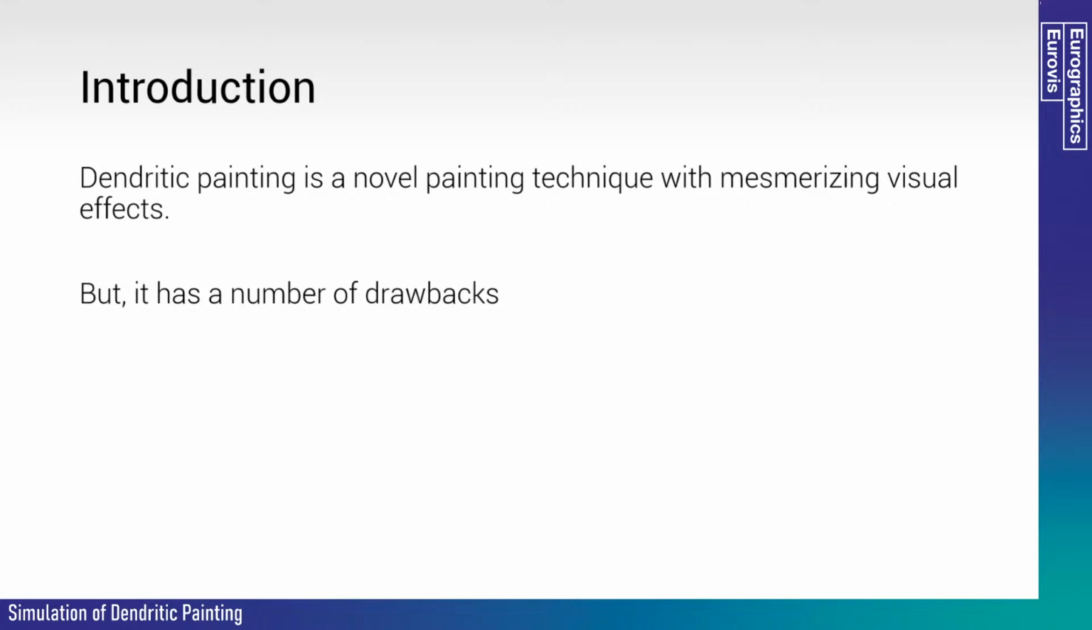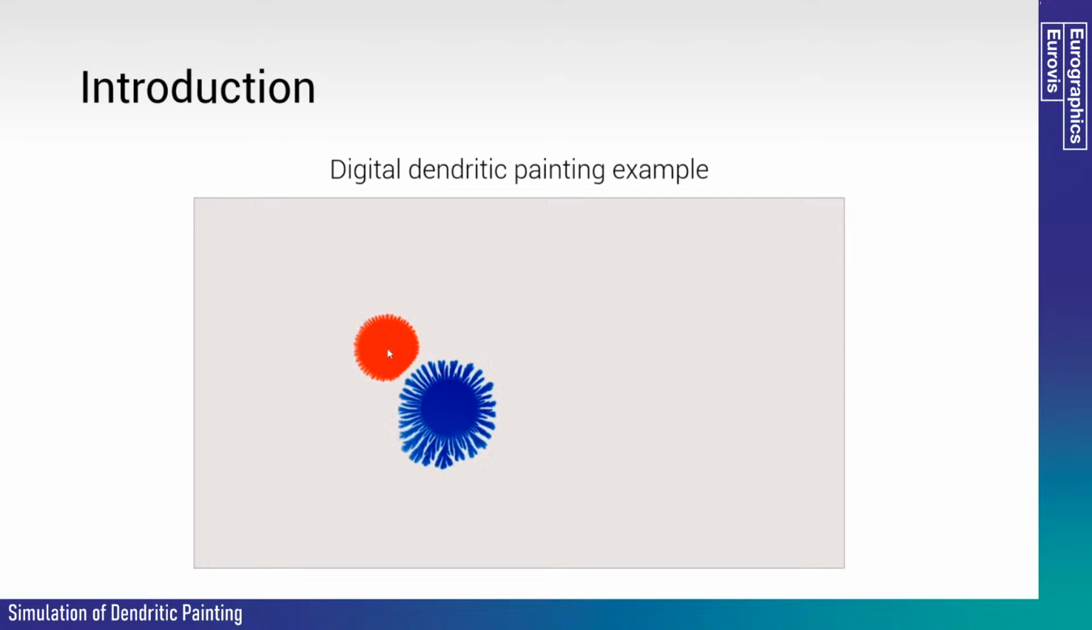In theory, it looks simple, just a few drops of ink mixed with the solvent and we obtain rich and colorful patterns. But there are some drawbacks that we have to take into account. First, dendritic painting is hard to master due to the fact that finding the desired proportions of ink, solvent, and base medium is quite challenging. And second, it is almost impossible to obtain the desired shapes or to have some control over the pattern growth. To avoid these drawbacks, we propose a digital painting simulation of dendritic painting with artist control.